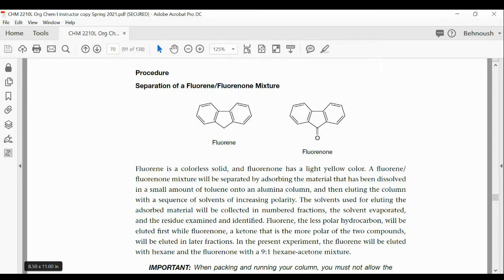Acetone is a ketone, and fluorenone is a ketone. So then you bring in like interaction. And because acetone is polar and fluorenone is polar, acetone is going to move the fluorenone at the end. And fluorenone has a yellow color, so it's very obvious to see that when you add the acetone, it's going to make a distinct band and it's going to move down as you pour the acetone over the column.